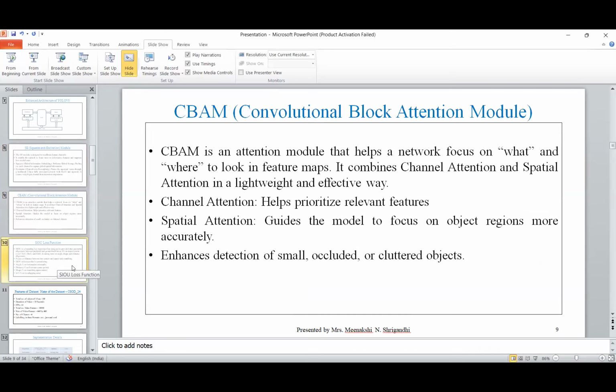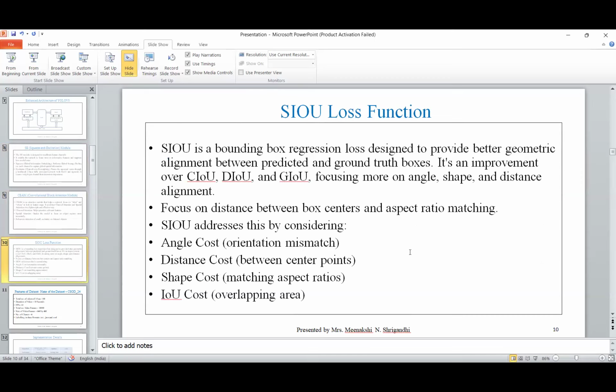more accurately. So the SIOU loss function is a bounding box regression loss designed to provide better geometric alignment between the predicted and the ground truth boxes. It focuses on distance between the box centers and aspect ratio matching. It also focuses on this by considering the angle cost, distance cost, and shape cost.